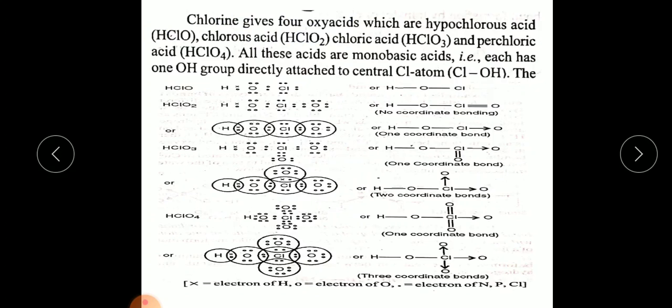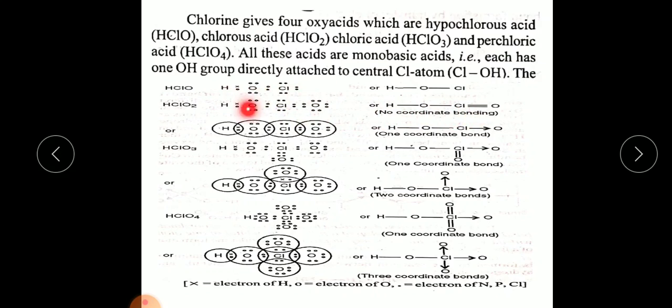Similarly, chlorine can form oxyacids, which are known as hypochlorous acid HClO, chlorous acid HClO2, chloric acid HClO3, and perchloric acid HClO4. Now let's see how they are formed. The first one is hypochlorous acid, HClO. The electron dot structure is this one. Now in this case, this oxygen has supplied an electron pair to the hydrogen. Similarly, in chlorous acid, we don't have a coordinate bond, so the molecule is as it is.